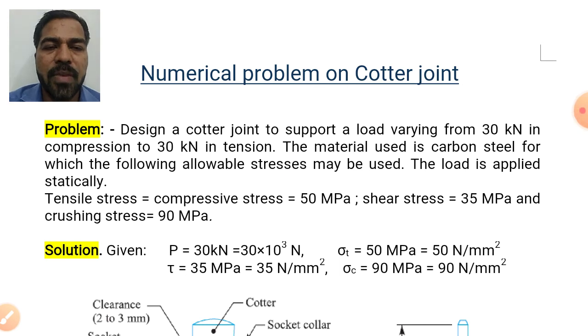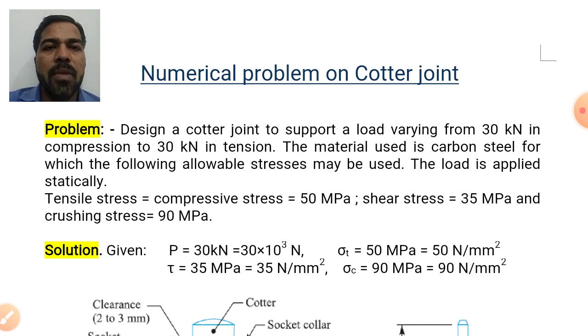Today I am going to explain the design procedure of a cotter joint. A cotter is a flat, wedge-shaped piece of rectangular cross section, and its width tapers from one end to another for easy adjustment. Mainly, a cotter joint is used for axially compressive or axially tensile loads.